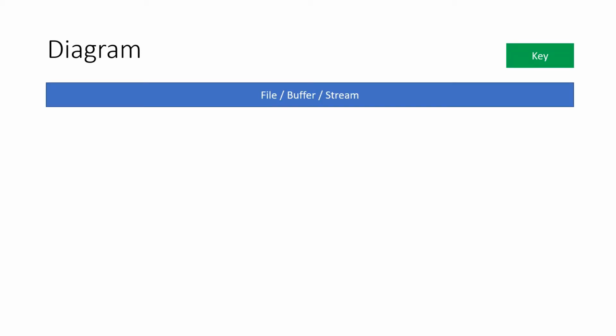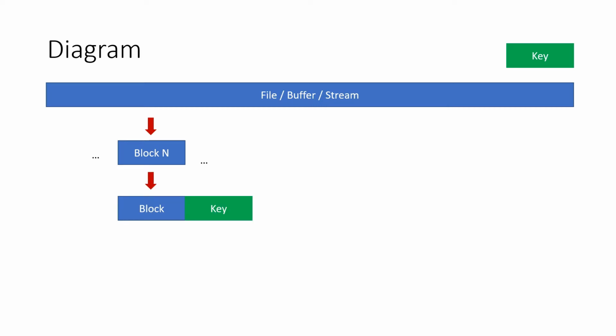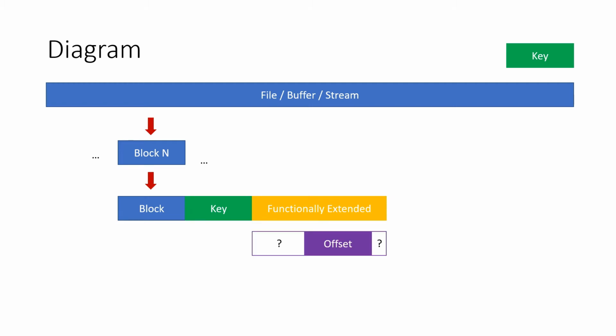Let's look at this as a diagram. We have our key and some data source, a file, a buffer, or a stream. We process one block at a time. We combine this block and our key. We functionally extend the block and the key. We then extract a block of the same size from a random offset in this functionally extended portion.